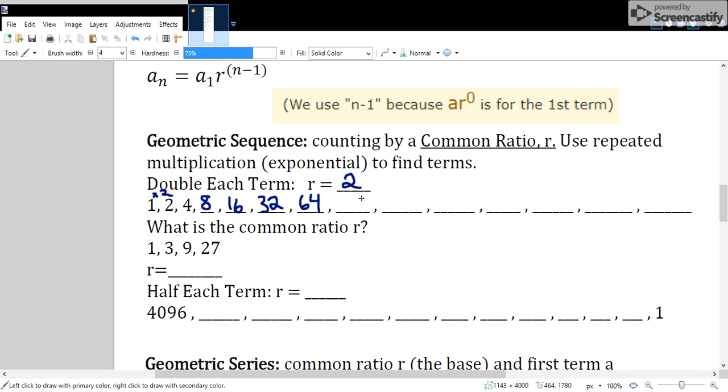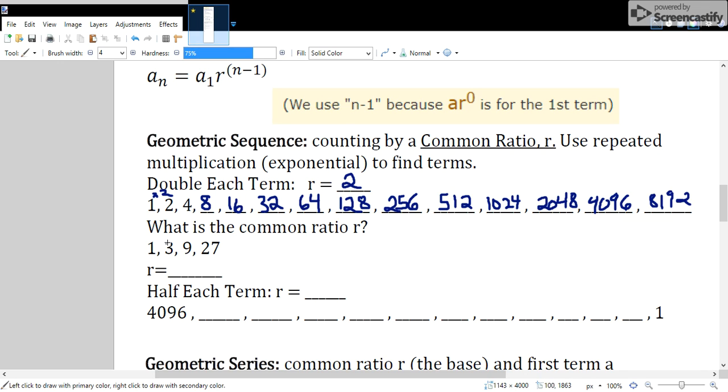64, 128, 256, 512, 1024, 2048, 4096, and then 8192.